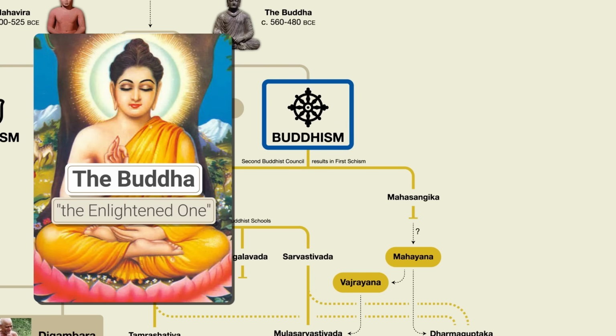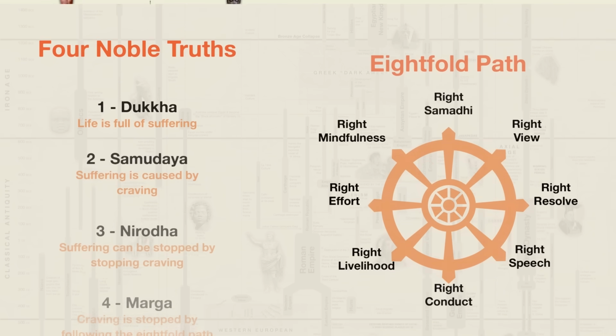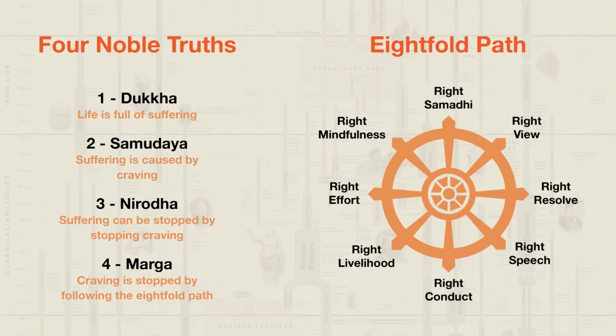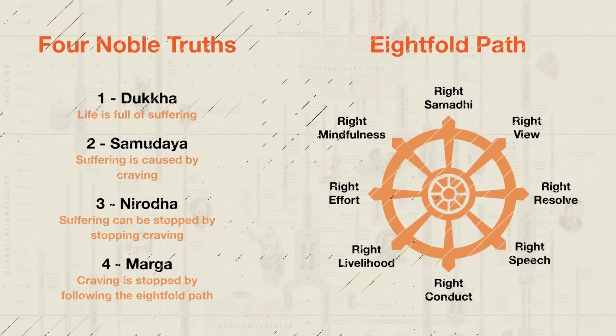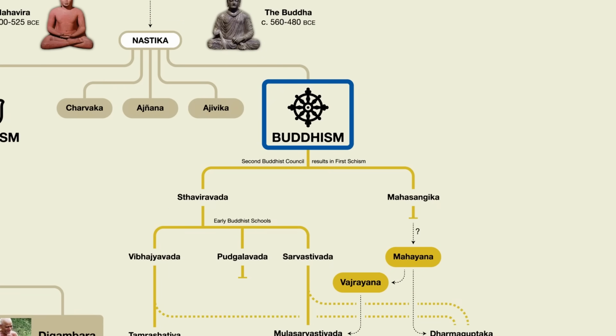After this, he preached about the middle way, which promotes living in between the extremes of overindulgence on one side and self-denial on the other side. He also laid the foundations for Buddhist thought, called Dharma, which can be summed up by the Four Noble Truths and the Eightfold Path. Now, in this video, I'm not going to go through the Buddha's teaching in detail.